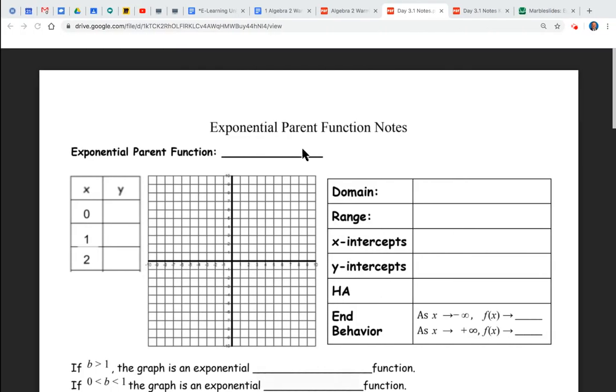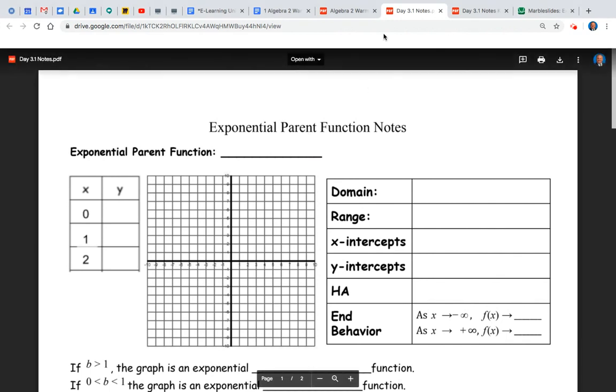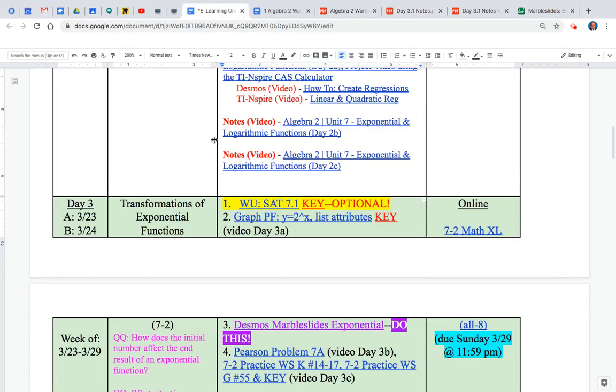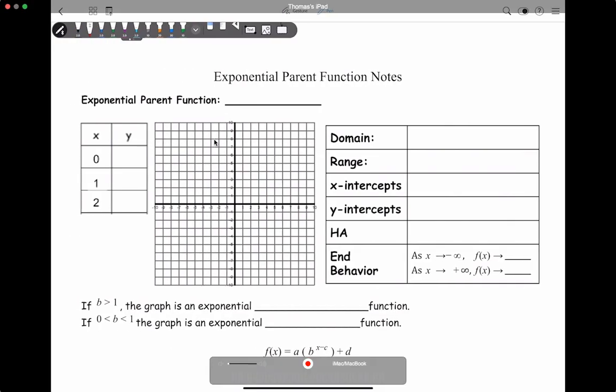Okay, so just so that I have it up, I'm going to go ahead and just go back to the calendar, and away we go.